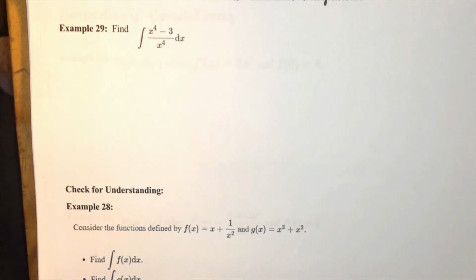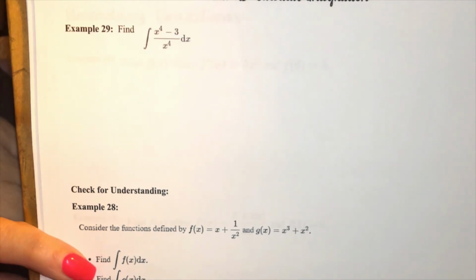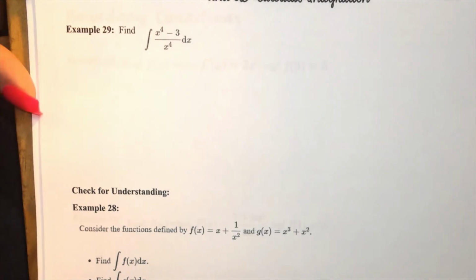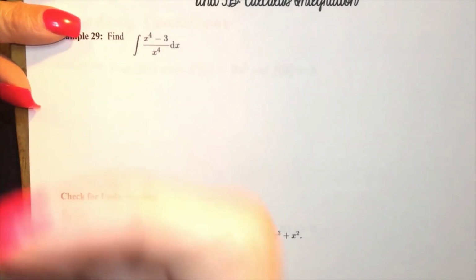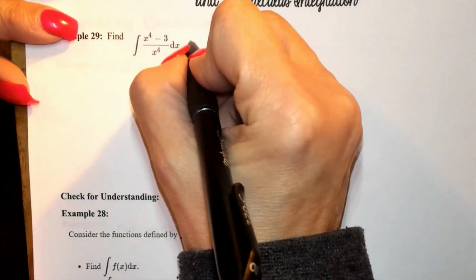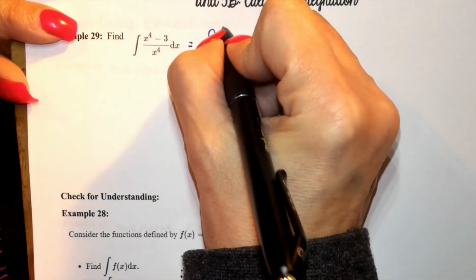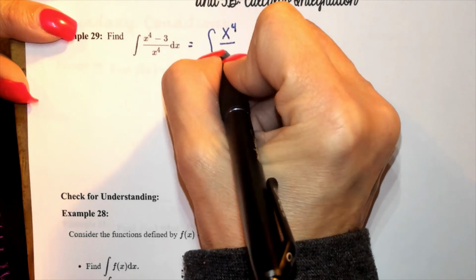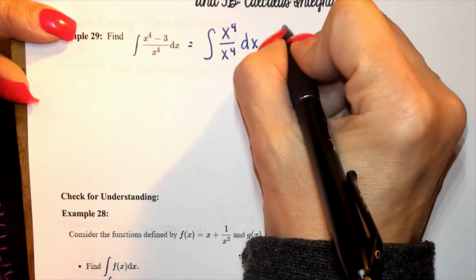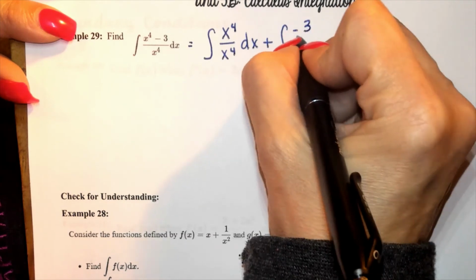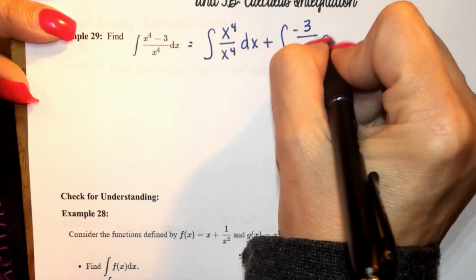All right, so this one we're going to consider the function defined by f of x equals, oh, no, that's a different one. Oh, I changed my notes. All right, so here we go. Find the integral of x to the 4th minus 3 over x to the 4th dx. Well, I'm going to break this up: the integral of x to the 4th over x to the 4th dx plus the integral of negative 3 over x to the 4th dx.